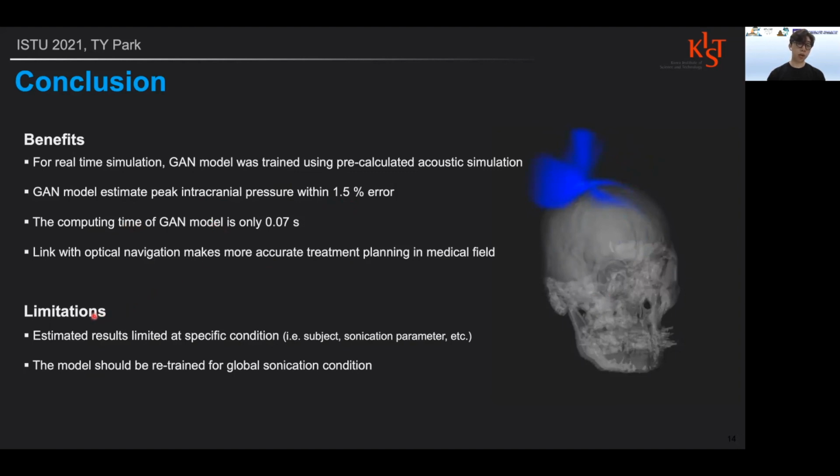However, it has a limitation. The estimation result is limited to a very specific condition, for example, a specific subject and specific target, and it can only estimate at certain sonication parameters. So the model should be retrained for global sonication conditions.